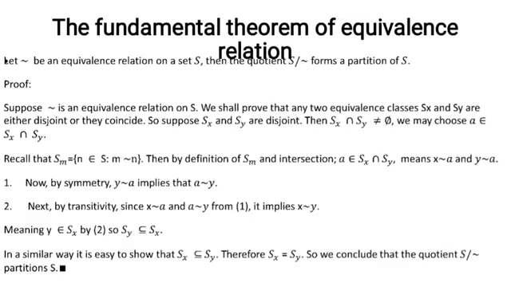The next thing you need to know is a very important lemma or theorem, as the case might be. It is called the fundamental theorem of equivalence relation. I would expect that you will be able to state the fundamental theorem of equivalence relation and also prove it. It states that let tilde be an equivalence relation on a set S. Then the quotient S modulo tilde forms a partition of S. Now you know what this quotient is, and you know what a partition is. If you don't recall, you can rewind and go backwards to get the definitions again.